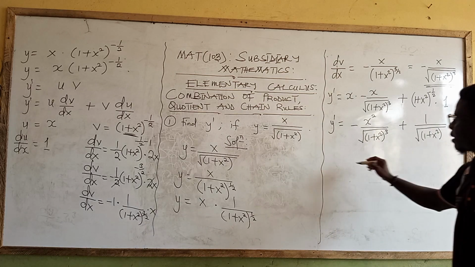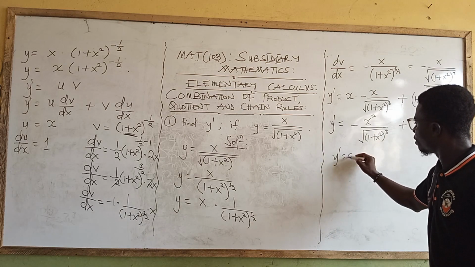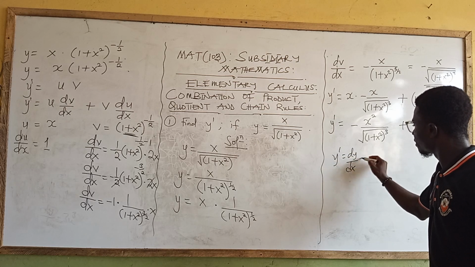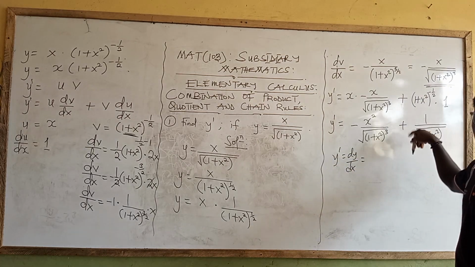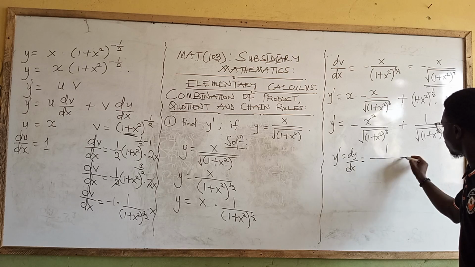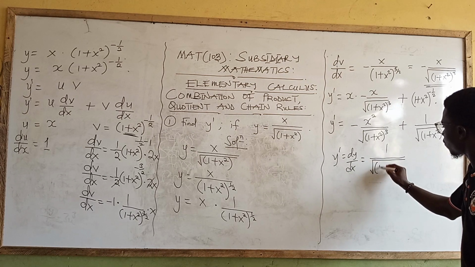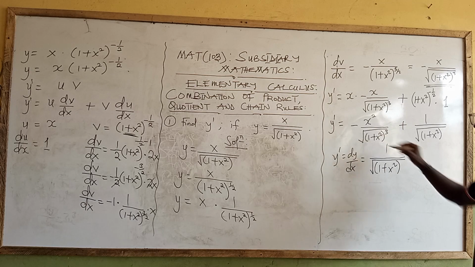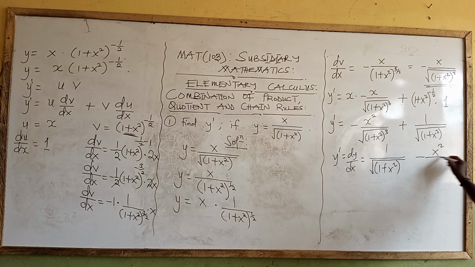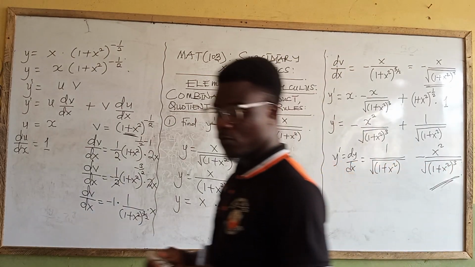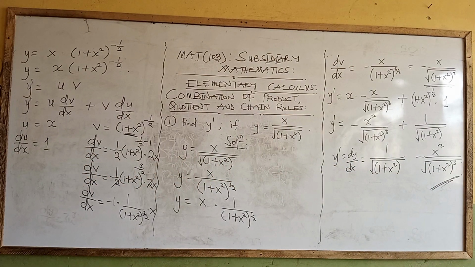So I can rewrite this as y prime, or dy over dx, must be equal to, I can bring the positive aspect first, which is 1 over the square root of 1 plus x squared, and minus x squared all divided by the square root of (1 plus x squared) exponent 3. So this is the differential of y. Very, very simple and very, very trivial as well. So kindly watch it carefully.